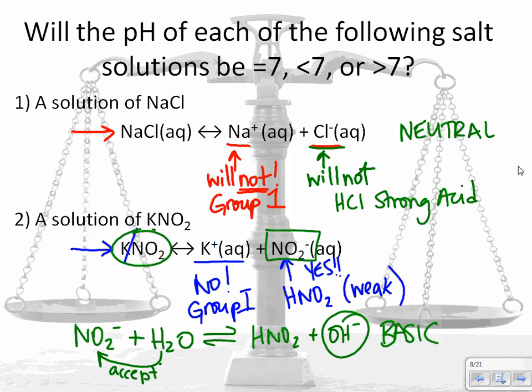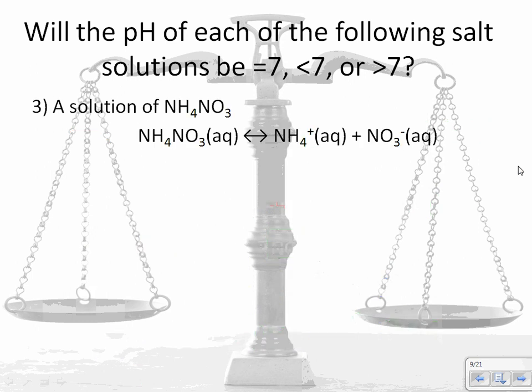Okay, let's go through 2 more examples. Here's a solution of ammonium nitrate, NH4NO3. How do you figure out if it's going to be acidic, basic, or neutral? Again, write out your dissociation equation. Split it up into its ions, NH4+ and NO3-. Then look at each one and decide, is it going to undergo hydrolysis? NH4+ is the conjugate acid of a weak base, NH3. Yes, it will undergo hydrolysis. Okay, that's according to your rule number 4.